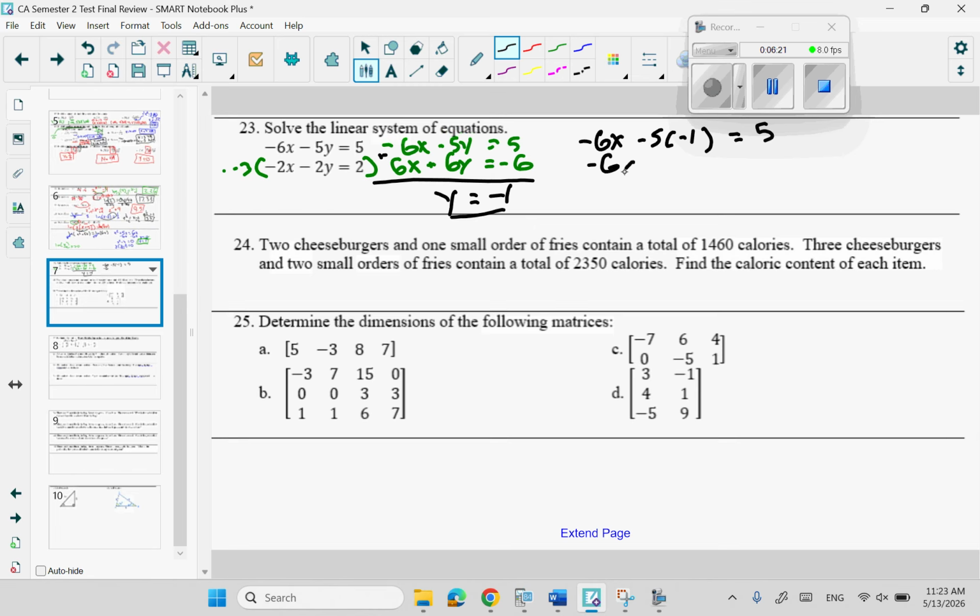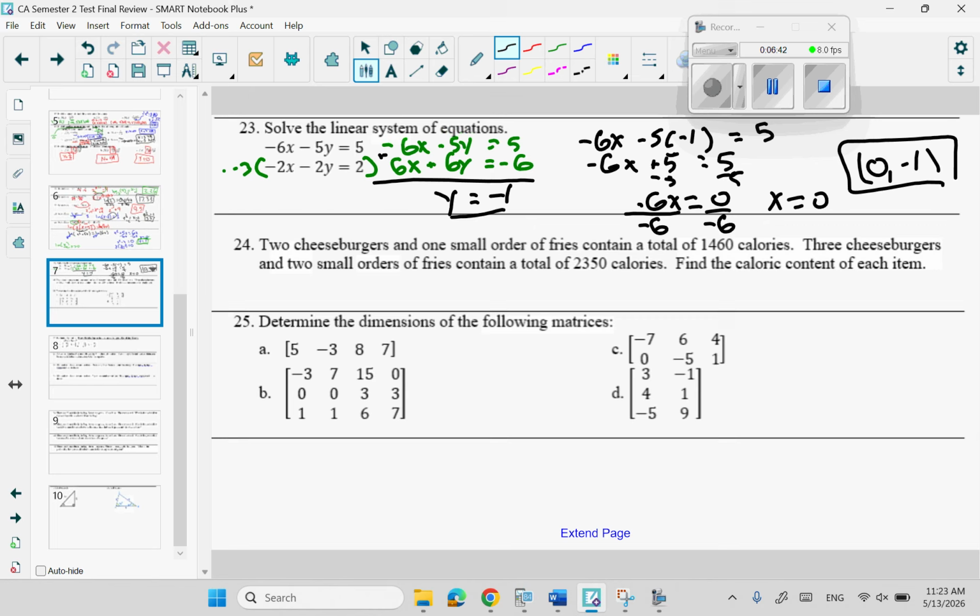So I get -6x plus 5y plus 5 equals 5. Minus 5, minus 5. -6x equals 0. Divided by -6, divided by -6. We get x equals 0. So my answer as an ordered pair would be x 0, y -1, so (0, -1).